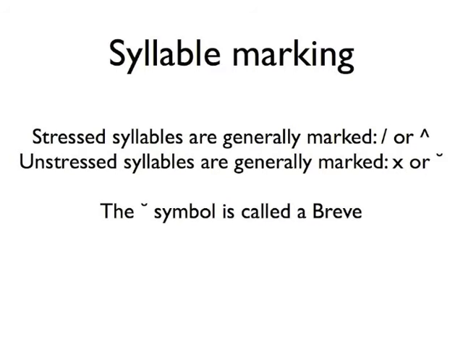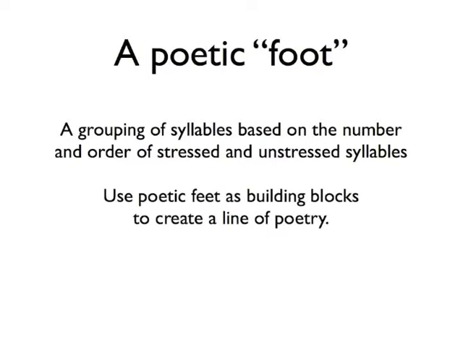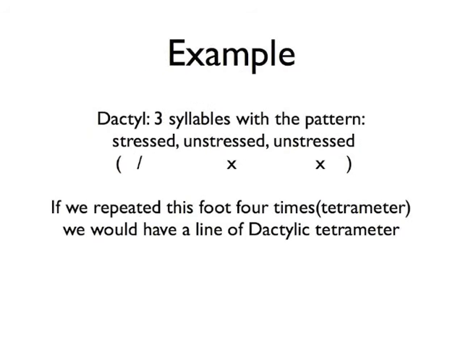Anyway, a foot of meter is simply a building block of meter that can be repeated any number of times to form a complete line. For example, if I had a foot that had 3 syllables and those 3 syllables followed the same pattern, stressed, unstressed, unstressed, I would say I had a dactyl. If I repeated that dactyl building block 4 times in a line, I would have a line of dactylic tetrameter, which would have 12 total syllables or 4 dactylic feet. Tetrameter means a 4-foot meter.